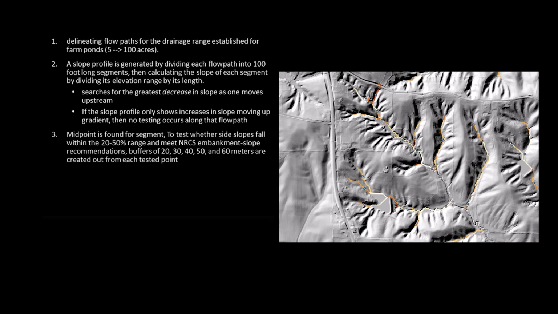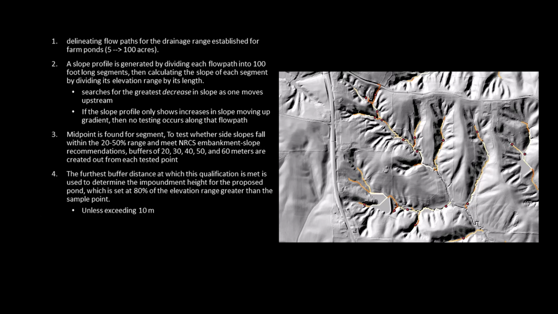The midpoint of each selected 100-foot segment represents the point at which the tool will simulate a farm pond installation. To test whether side slopes fall within the 20 to 50% range that meets the NRCS embankment slope standard, buffers of 20, 30, 40, 50, and 60 meters are created out from each tested point. At each buffer distance, the range of elevation values greater than the elevation of the test point is found, and then divided by the associated buffer distance. This ratio is used as a proxy to estimate the side slope of that location.